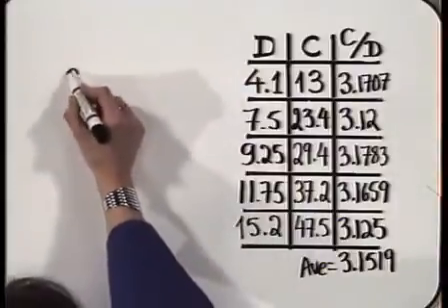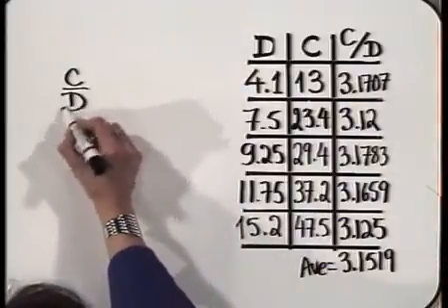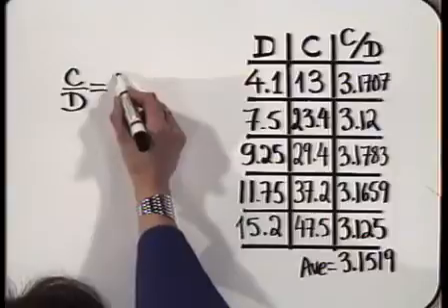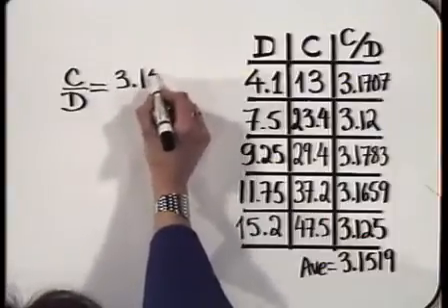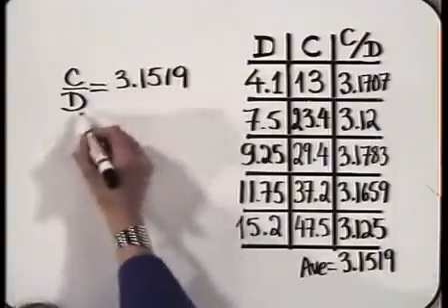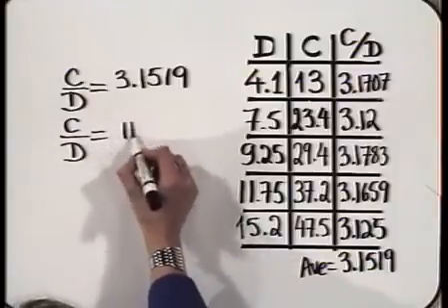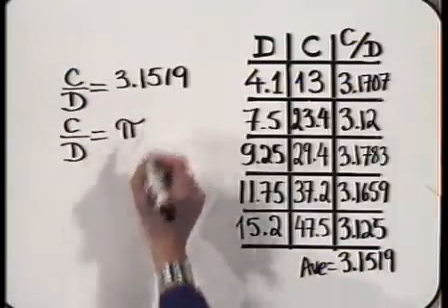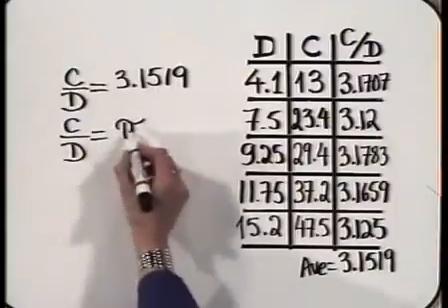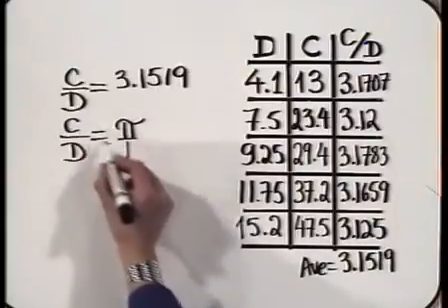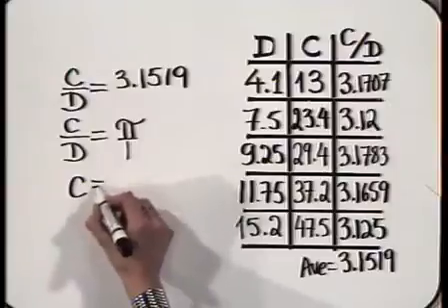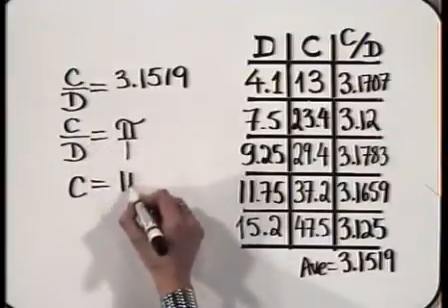We found that C divided by D equals a number which we found to be 3.1519. But we know that in theory, that's the number pi. We were relatively close, actually very, very close. But if I now cross multiply, C times 1 is C equals pi times D.